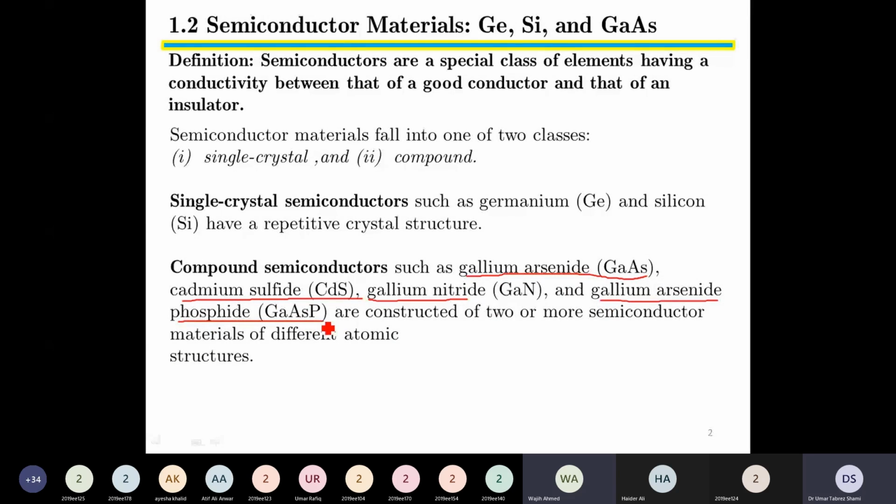Now both of them, that is the single crystal semiconductors and compound semiconductors, conduct electrons not as poorly as insulators, but also not as well as perfect conductors. So we have to make the right conditions for these semiconductors in order to allow them to flow current.